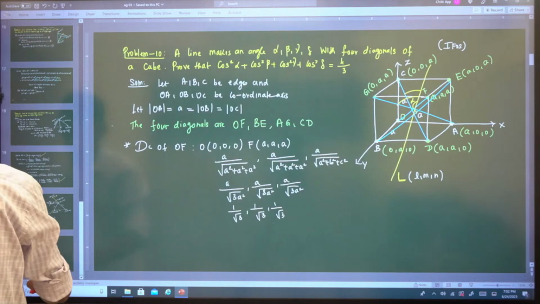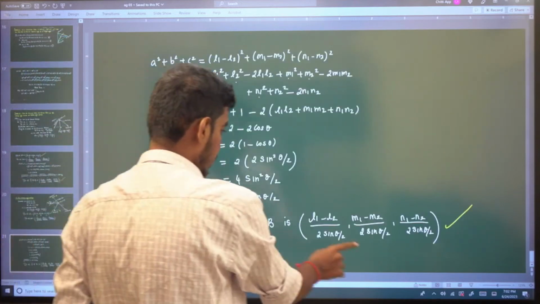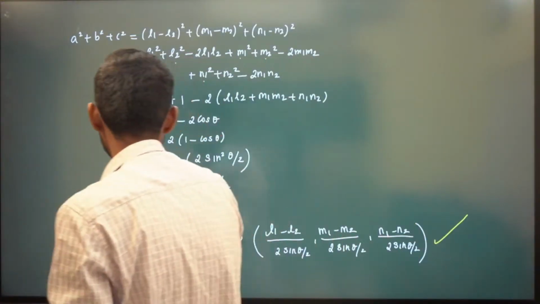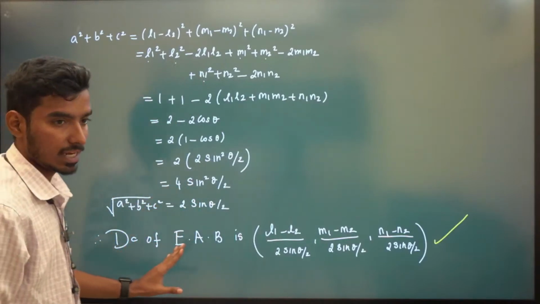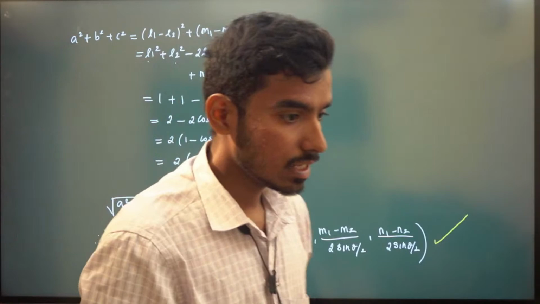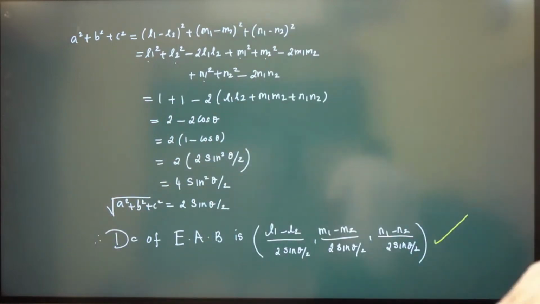Okay. So what we did here is we have left it at this stage, right? So this is 2 sine theta by 2. Therefore, the direction cosine of the external angle bisector.